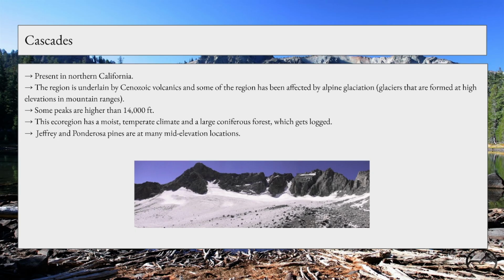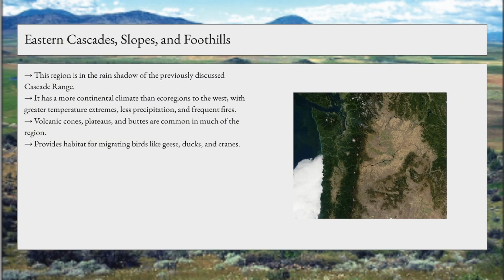And it has a moist, temperate climate and a large coniferous forest, which gets logged, of course. And some common trees are Jeffrey and Ponderosa pines. And the eastern Cascades slopes and foothills are in the rain shadow of the previously discussed Cascade Range. And I've included a photo on the right of what a rain shadow would look like from the air. And when an area is in the rain shadow of somewhere, that area is typically drier than the other side of the mountain range, for example.